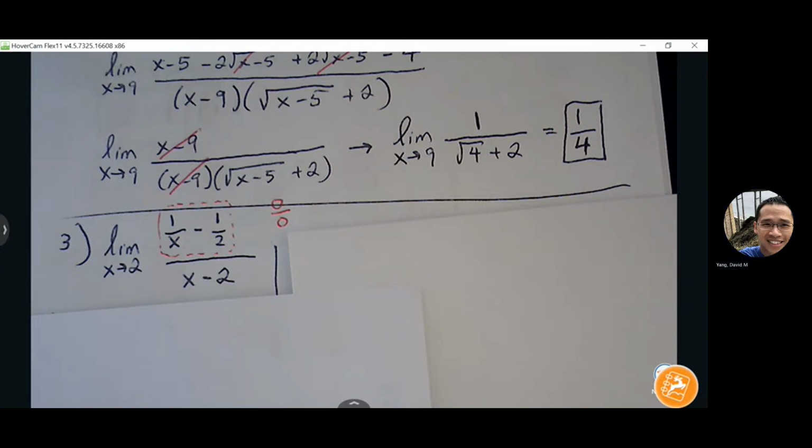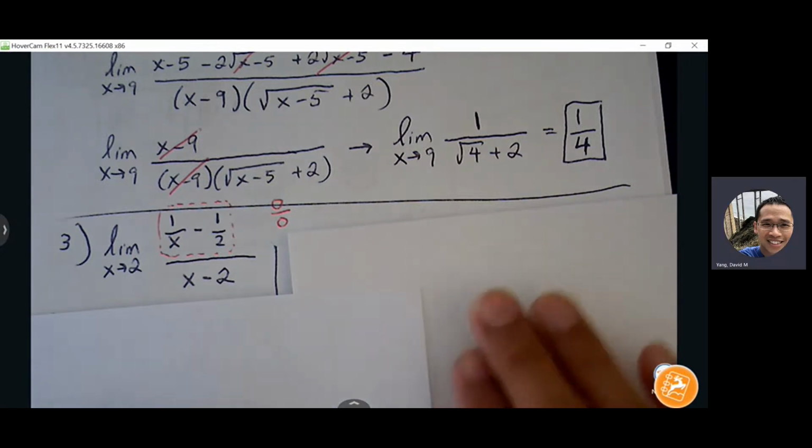We want some variation of x minus 2 to show up for us to cancel out, but we can't do it yet. That x minus 2 is not ready, right? It's not in the form that we want. So we got to focus our attention on trying to get the two fractions to merge together. So we need to find a common denominator, get into one fraction, and then we come back and compare what we have left.